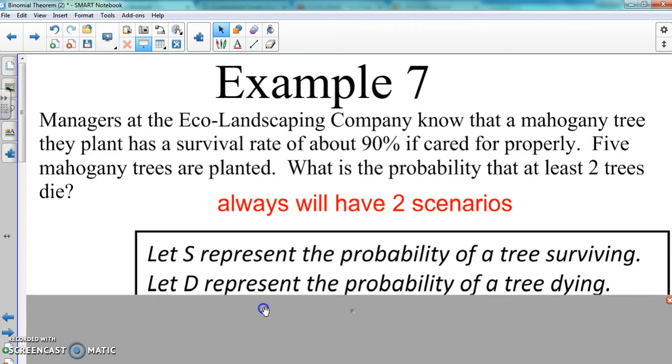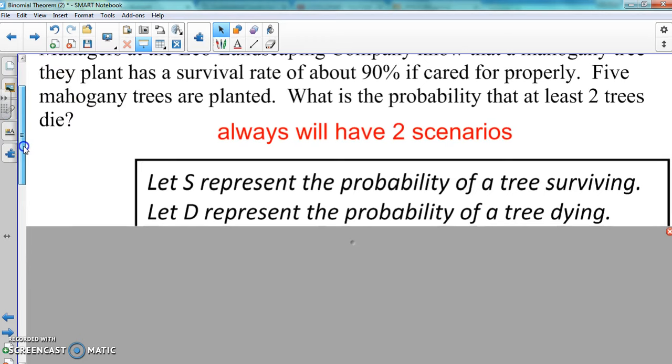So we're going to let S represent the probability that the trees are surviving. We're going to let D represent the probability that trees are dying. So S, survive, D, die. Because the actual question says, what is the probability that at least 2 trees die? So they can either survive or they die. 2 scenarios. And it's not going to be hard whenever you deal with these to figure out what the 2 scenarios are. It should be something that's very simple and easy to figure out.